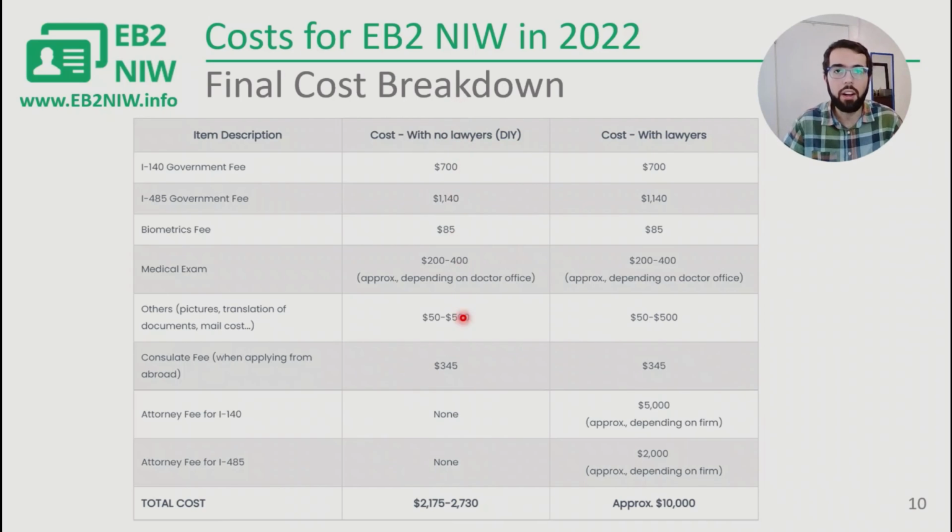So if you don't hire attorneys, you can expect to pay between $2,100 and $2,700. And of course, this is variable. Here, for example, I didn't include translations or evaluations for academic records, which will increase the price a little bit higher. If you hire lawyers, I say that approximately you're looking at $10,000, but it could be more as well. So it really depends on who you hire.